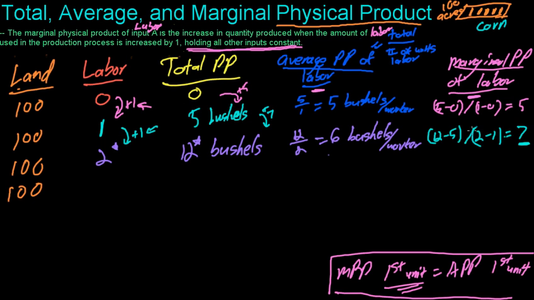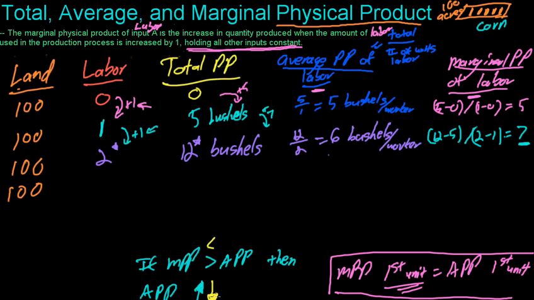The other thing that I want to point out is that average physical product from between workers 1 and 2 increased because 6 is bigger than 5. So one general rule that you should also know is that if the marginal physical product is greater than the average physical product, then the average physical product will be increasing. And vice versa, if the marginal physical product is less than the average physical product, then the average physical product will be decreasing.